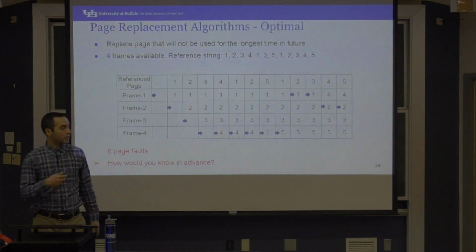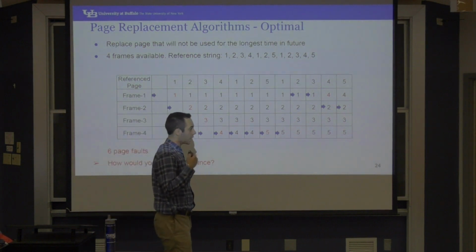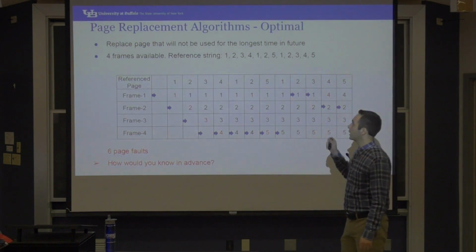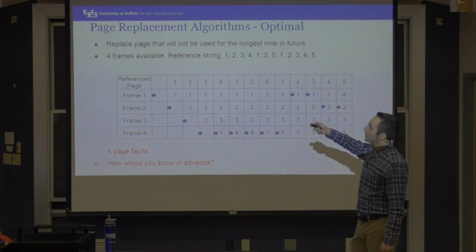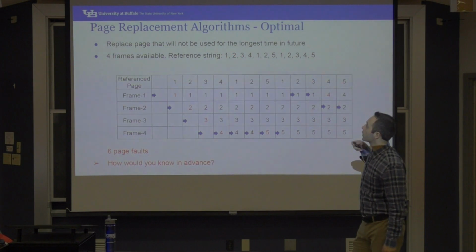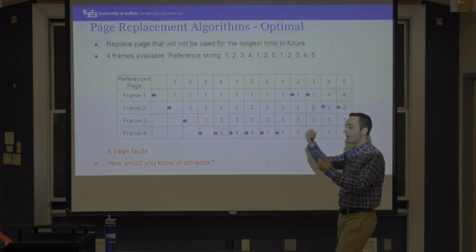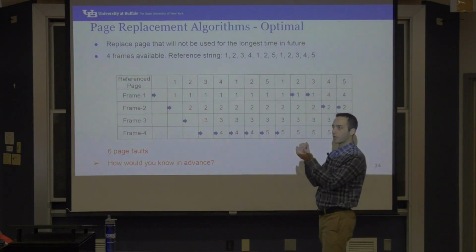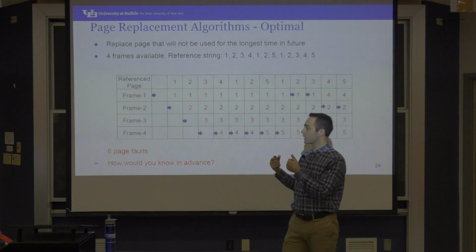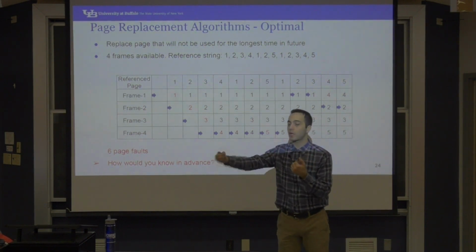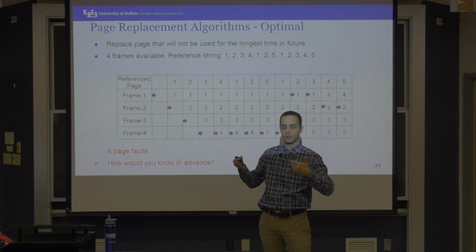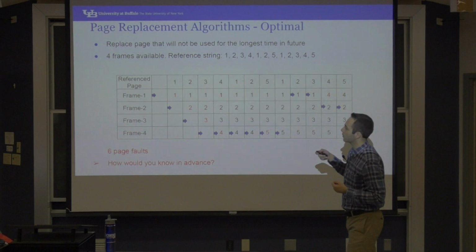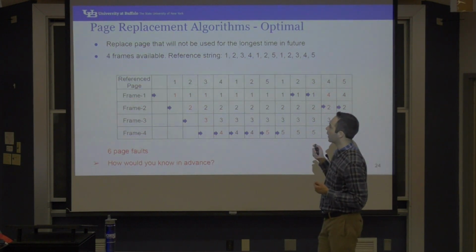So, let's see. Next is the optimal solution. The optimal algorithm, if you remember something like shortest job first, is looking into the future. It replaces the page that will not be used for the longest time in the future. If a page is going to be accessed in the near future, I'm not going to replace that. In our previous example, we were evicting a page that was just about to be accessed again. If I look into the future and know what's not going to be used in the near future, it is basically optimal.